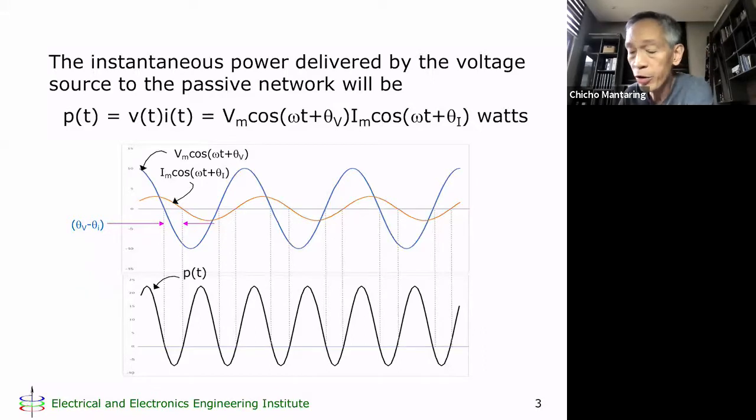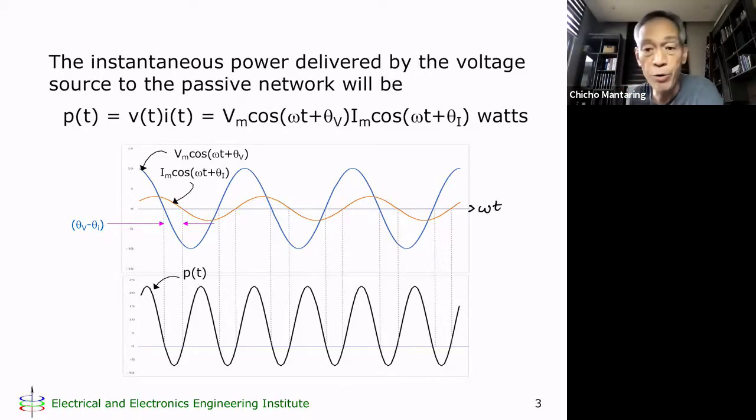Let's take a look at what the plot of that power will look like. This is representative of my voltage, the blue line, Vm cos(ωt + θv). And this is representative of my current, Im cos(ωt + θi), where the phase difference between my voltage and current is θv minus θi. The horizontal axis here is ωt.